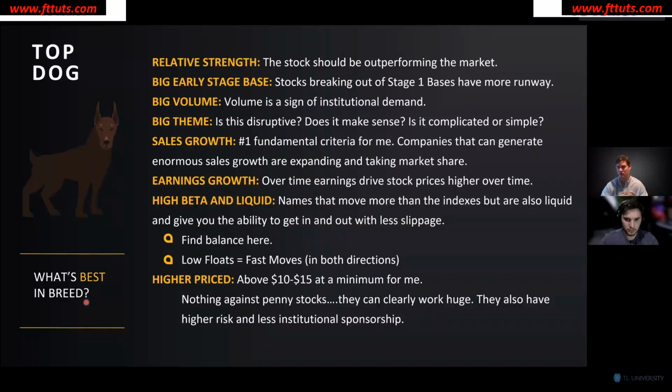We don't just want to be trading companies that grow quickly, but you're looking at it and you're like, this thing is never going to have positive earnings. So sales growth is hugely important. I know two names that I traded last year that had huge revenue growth. Zoom had massive triple-digit revenue growth. Zillow had massive triple-digit revenue growth. And they were both big winners.